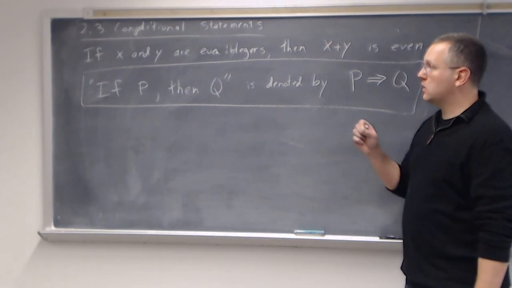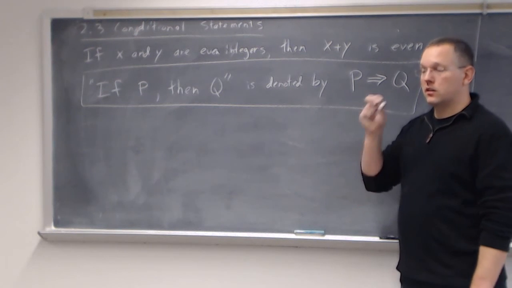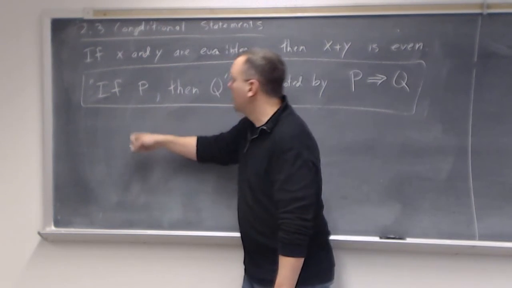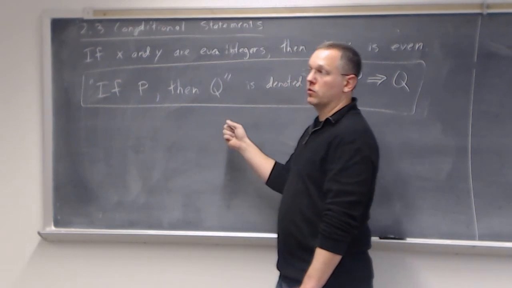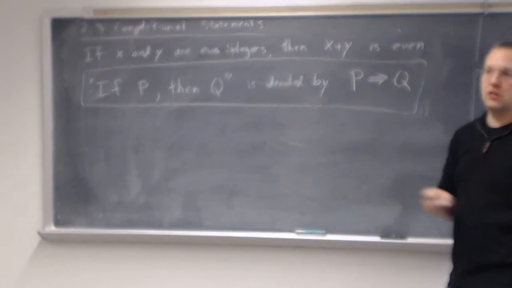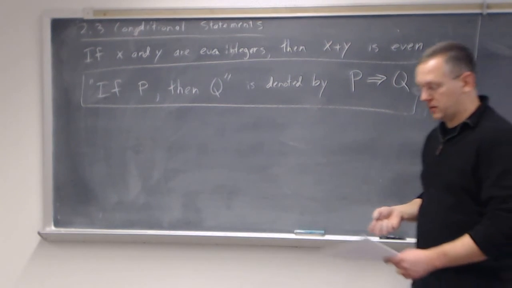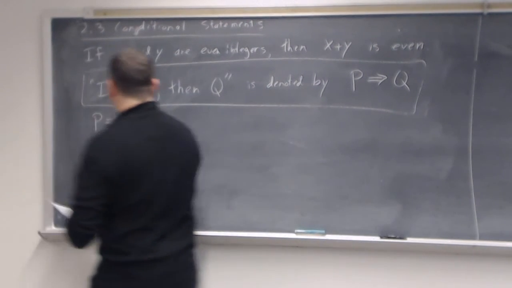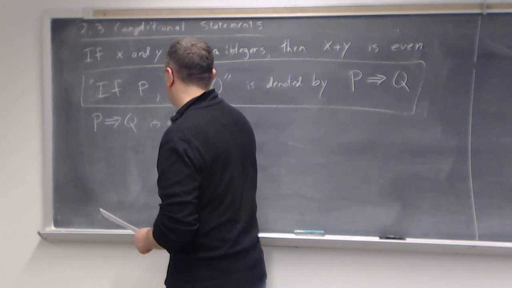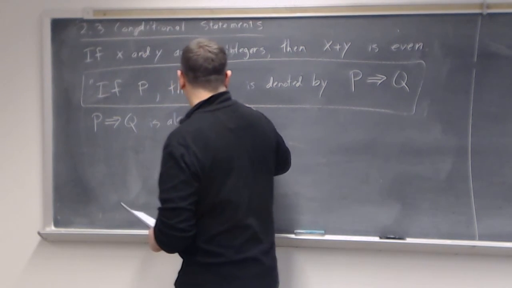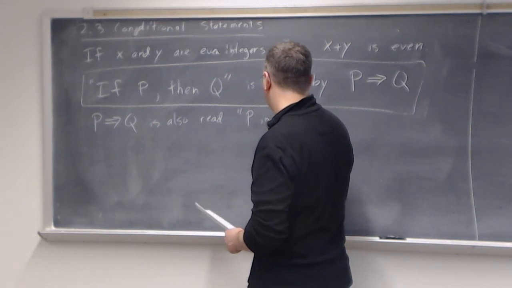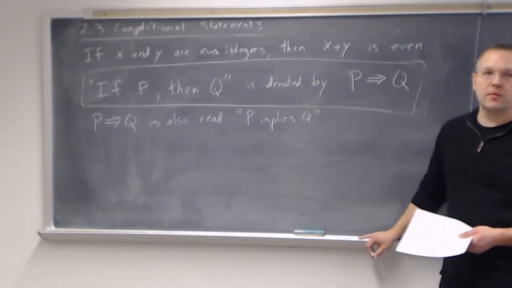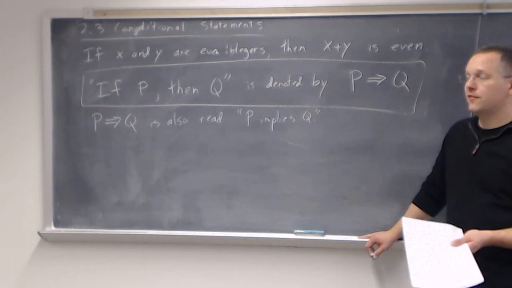Okay? So it's called a conditional statement. What it's saying is that Q is true, but there's a condition. P has to be true first. So if P is true, then it forces Q to be true. That's the condition. So that's the conditional statement. This is also read P implies Q. They're synonymous; there are two ways to read the same thing: P implies Q, or if P then Q.